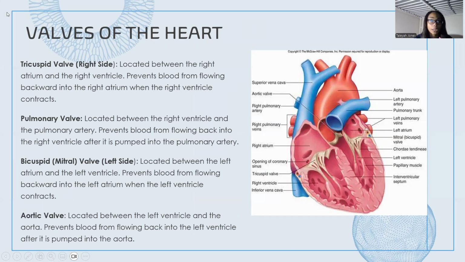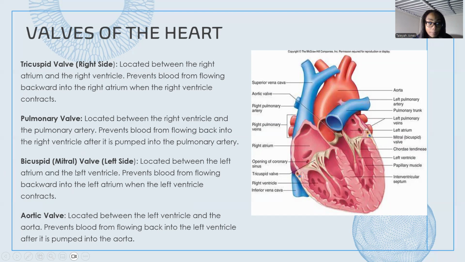Now we're moving on to the valves of the heart. We have the tricuspid valve, or the right side valve. It's located between the right atrium and the right ventricle. It prevents blood from flowing backwards into the right atrium when the right ventricle contracts. Then we have the pulmonary valve, located between the right ventricle and the pulmonary artery, which is right here, and prevents blood from flowing back into the right ventricle after it's pumped into the pulmonary artery.